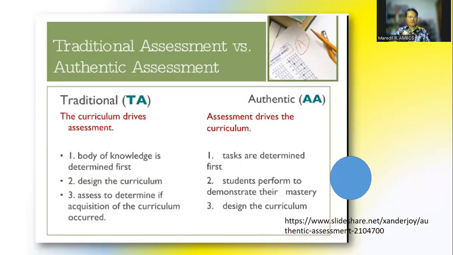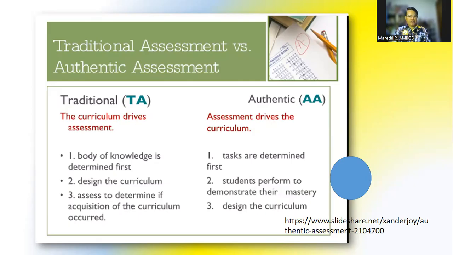Another way of differentiating traditional assessment, or the TA, and the authentic assessment, which is AA, is in terms of curriculum that drives the assessment. In the traditional, the curriculum drives assessment, wherein in the authentic, it's assessment that drives the curriculum. So the body of knowledge is determined first in the TA, while in the AA, the tasks are determined first. Second is the design of the curriculum, wherein in the AA, students perform to demonstrate their mastery. The third one is, in the TA, we need to assess to determine if acquisition of the curriculum occurred.